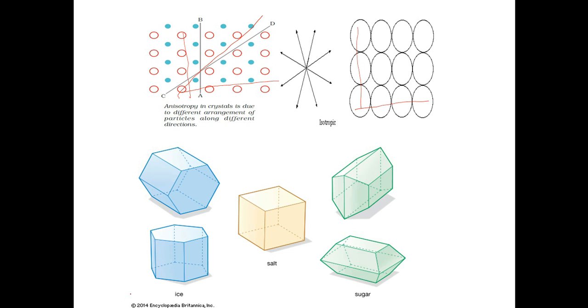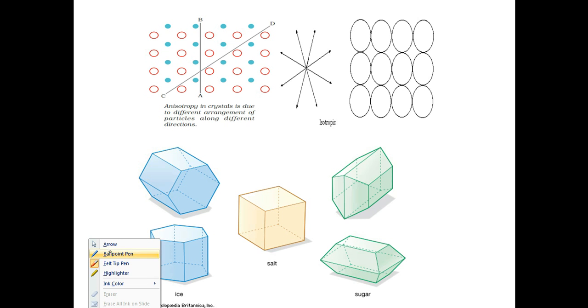Here we will see that there are different crystals present. This is the crystal of ice, this is the crystal of salt, and this is the crystal of sugar. So there are various forms.